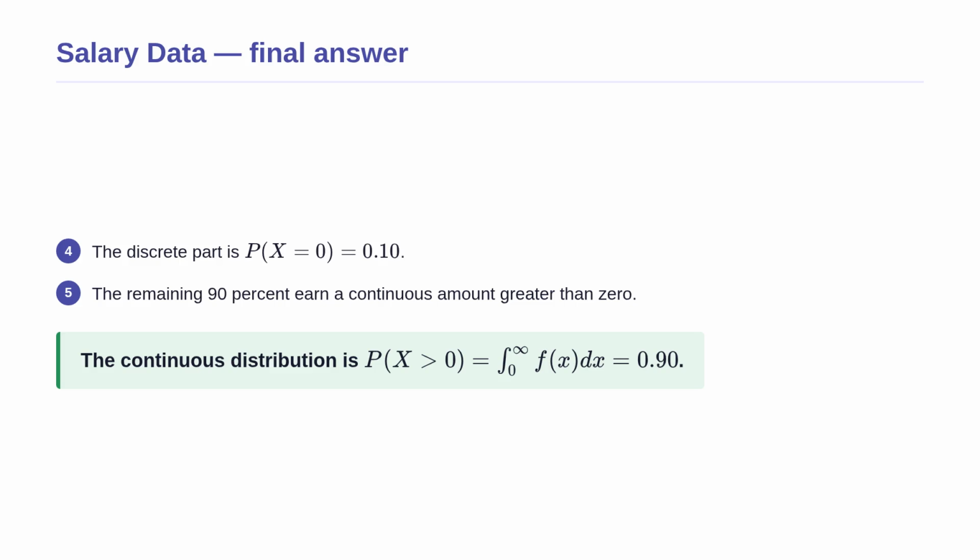Continuing with our salary data, we already established the discrete part for the unemployed population. Now we must account for the employed population. We use an integral for the continuous part of our mixed random variable. The function f of x represents the smooth distribution of salaries for all employed people. The total area under this continuous curve from 0 to infinity must equal 0.90. By combining these two equations, we create a complete mixed distribution model that accurately reflects the real-world economic data.